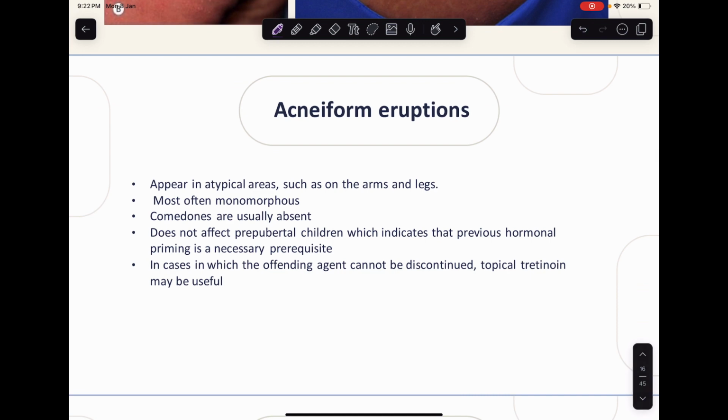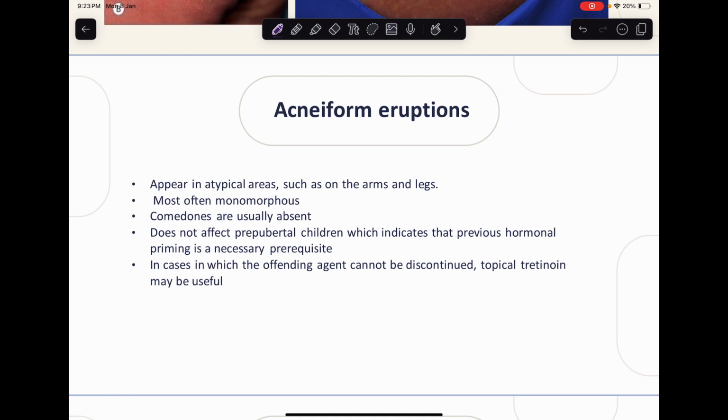Next we come to acneiform eruption. Acneiform eruption is common and benign. It usually appears in atypical areas such as the arms or the legs, so it involves the whole body, not only the sebaceous areas. It looks monomorphous, and comedones are usually absent. In cases where the offending agent cannot be discontinued, we can use isotretinoin to treat this drug reaction.